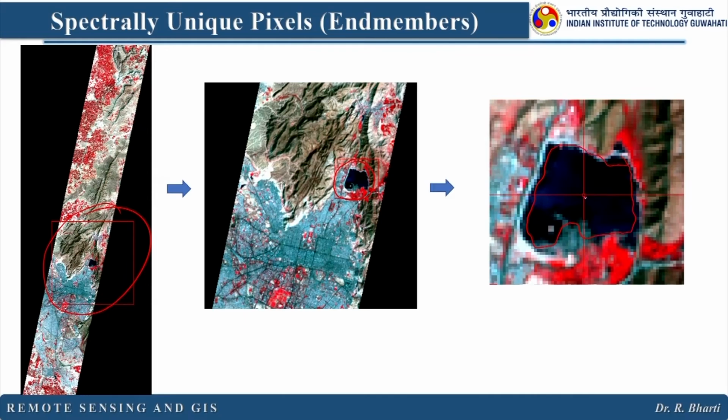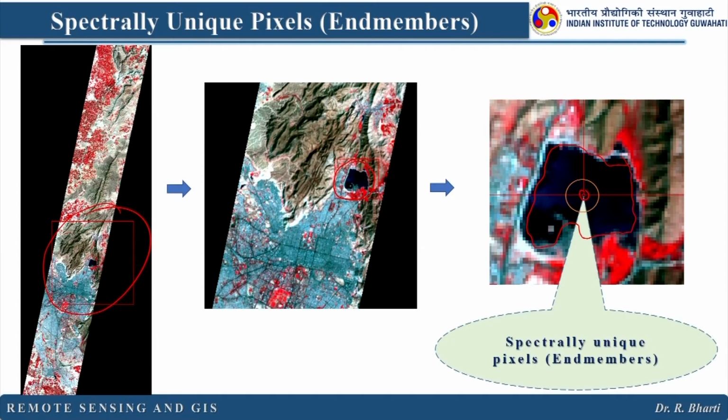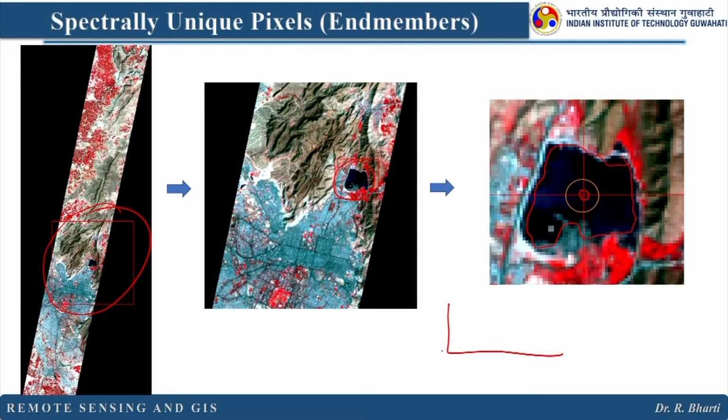But when you see the center pixel of this particular lake, we expect that it contains pure water. I should use the purest pixel which contains only water, right? So then we will derive this and collect the spectra and say this is the end member of water derived from this image, right? Now whether it is possible to do for all the classes?